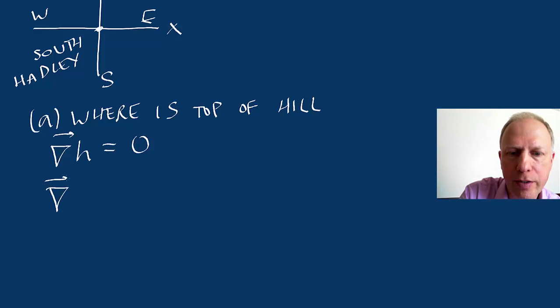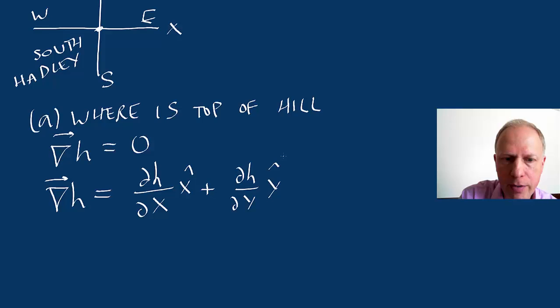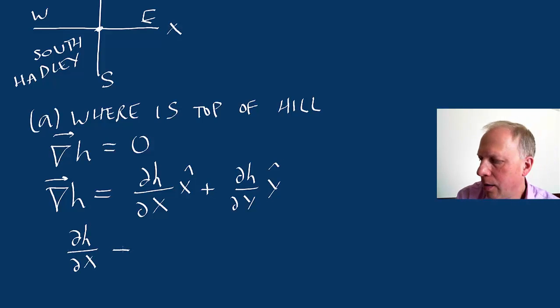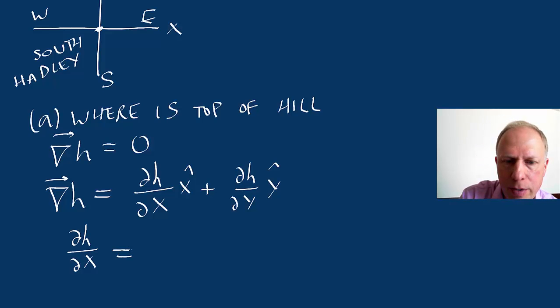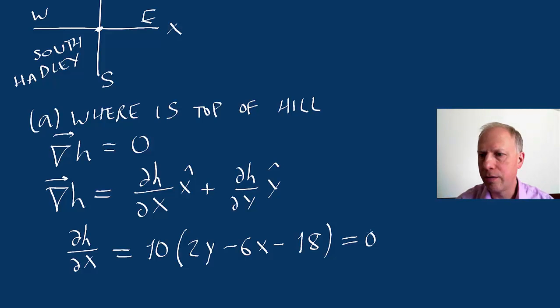Well, the gradient of the function h, in this case we're dealing with 2 dimensions, so dh/dx x hat plus dh/dy y hat. Let me do those derivatives one by one. Differentiating the function mentioned above, I get the derivative with respect to x as 10 times 2y minus 6x minus 18. And I'm going to set that equal to 0 to find the top of the hill.